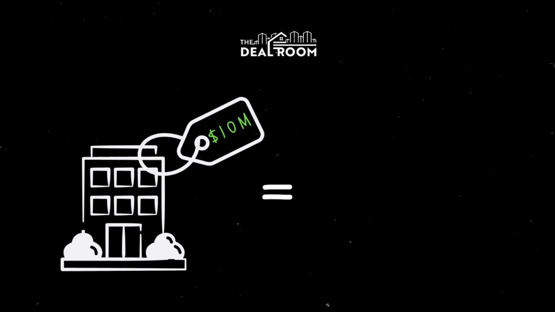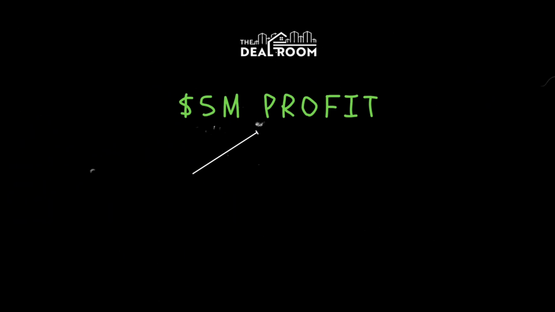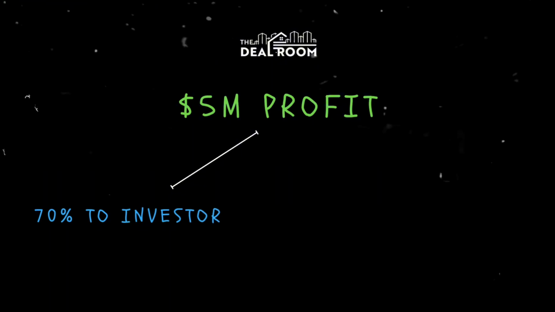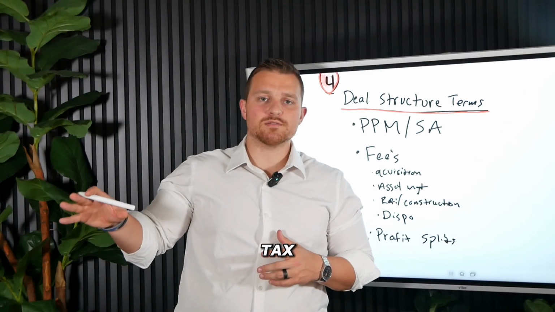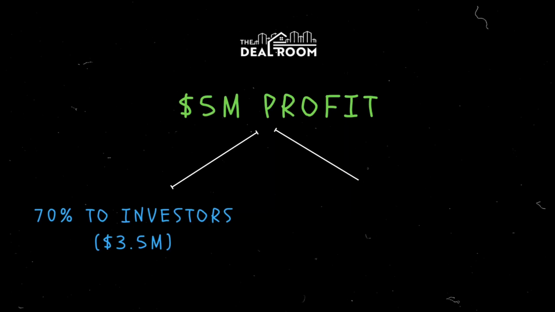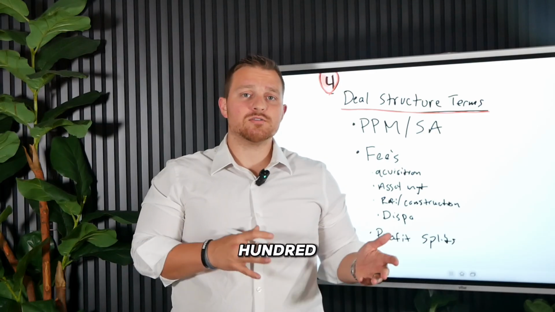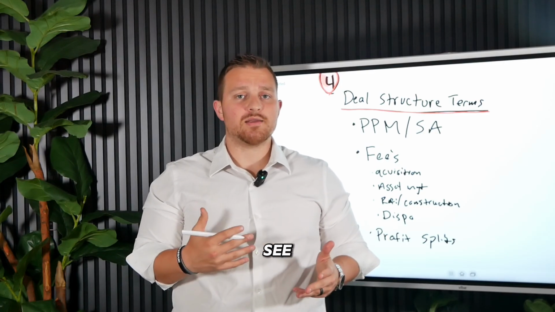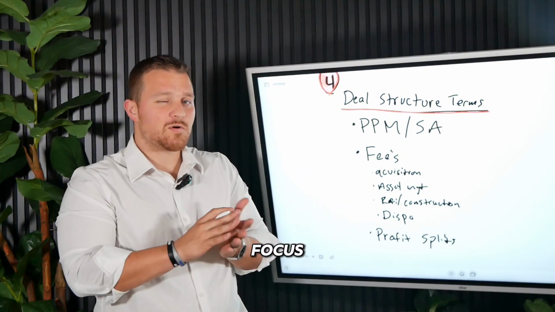If we buy a deal for $10 million and we sell it for $15 million, that's a $5 million profit. We do a 70-30 profit split on that $5 million. So $3.5 million of that $5 million goes to the investors that are completely passive, plus they get their cash flow and tax advantages. And then $1.5 million comes back to us and the other GPs that we partnered with for doing the project. And it works the exact same if you did a $100 million deal as well. So you can see why guys like us like to get into this business and stay in this business and just focus on getting bigger.